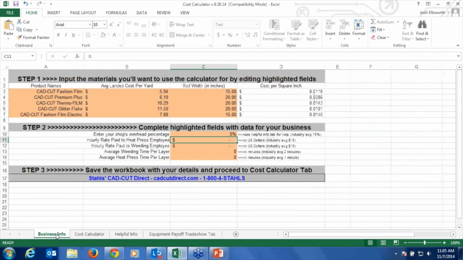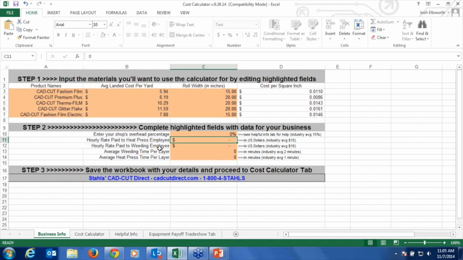So the majority of this cost calculator is designed to, after you have your investment paid off and you just want to make sure you're making adequate profit and charging appropriately, there are 2 tabs in here that we'll go through today. One is business info. This is where we'll enter key details about the materials, the heat transfer materials that we're cutting on a vinyl cutter. If you have your own cutter, you're able to enter the average landed cost per yard, which we'll discuss in depth, and the roll width to make sure you have a good gauge for your cost of material.